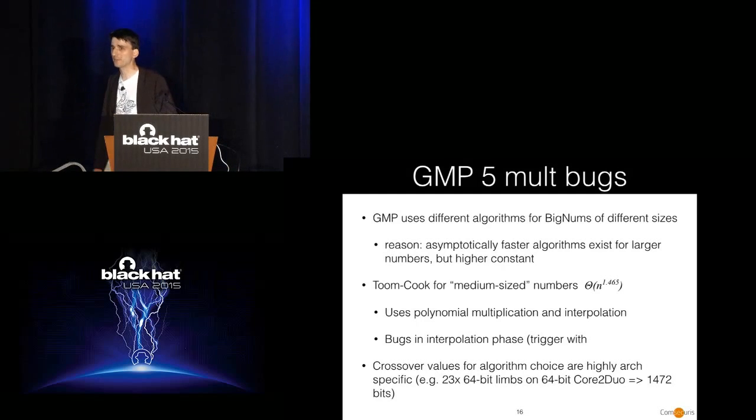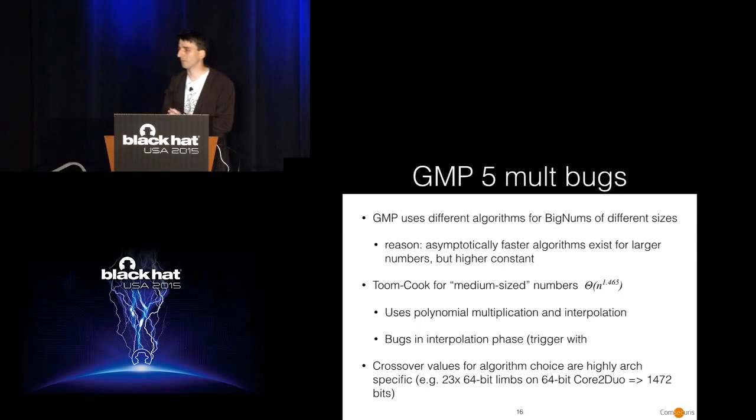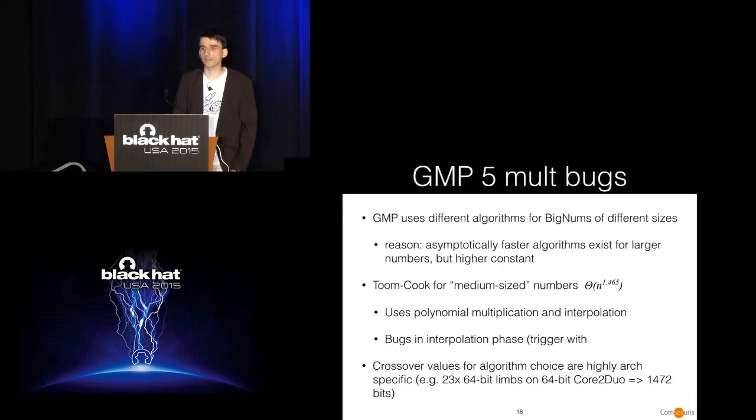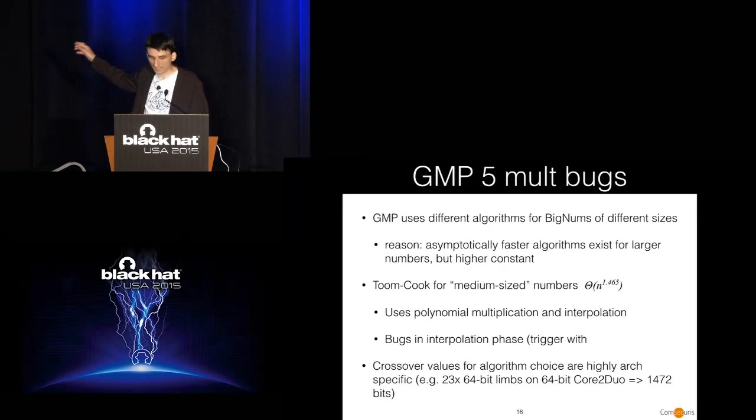As I mentioned before, there are not just optimizations that you can do by targeting hardware features, but you can also do algorithmic improvements. GMP uses different algorithms for different BigNum sizes. The reason is that for larger numbers, there are algorithms that are asymptotically faster. So instead of an O(n squared) algorithm, you have, for instance, Schönhage-Strassen, which is asymptotically O(n log n).